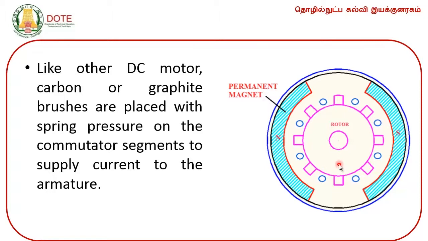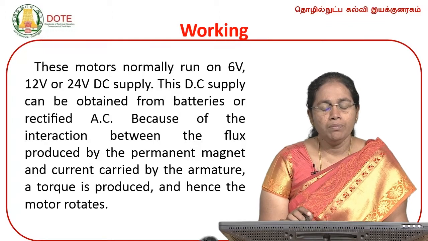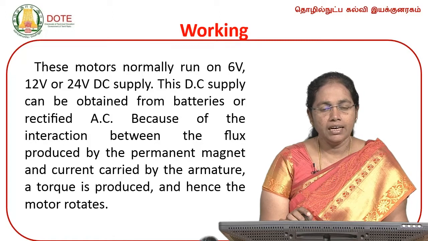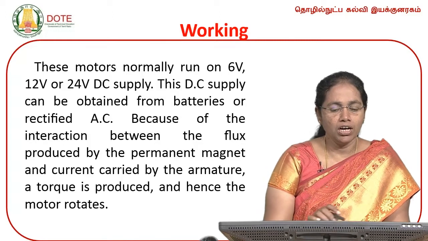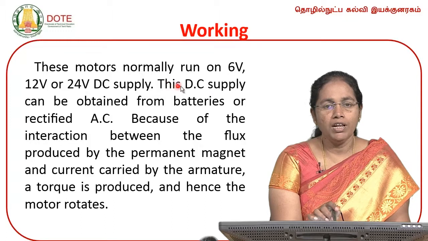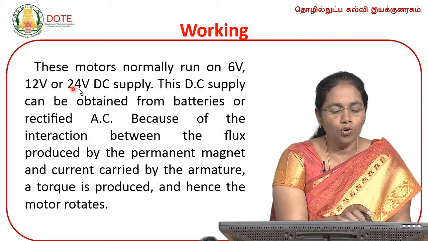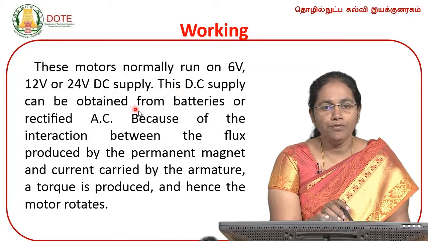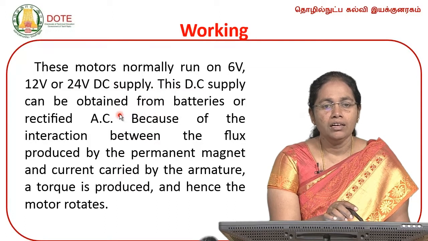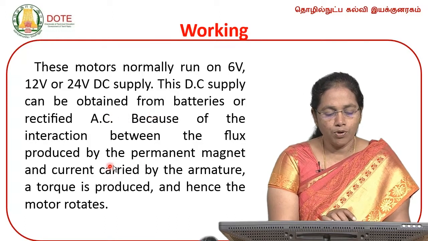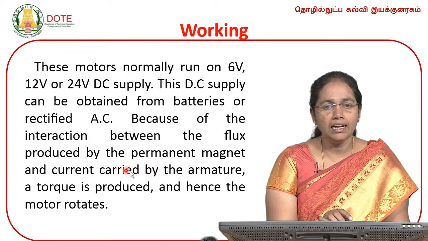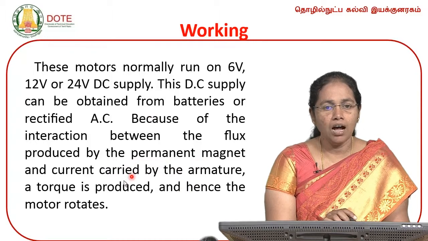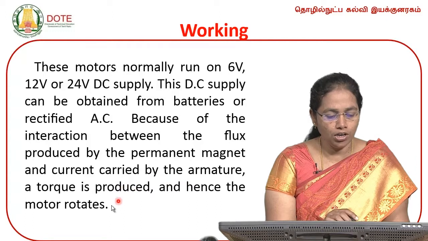Working of the PMDC motor: the permanent magnet DC motor is similar to the DC shunt motor, and these motors are normally run on a 6 volt, 12 volt or 24 volt DC supply. This DC supply can be obtained from batteries or rectified AC. Because of the interaction between the flux produced by the permanent magnet and the current carried by the armature, a torque is produced and hence the motor rotates.